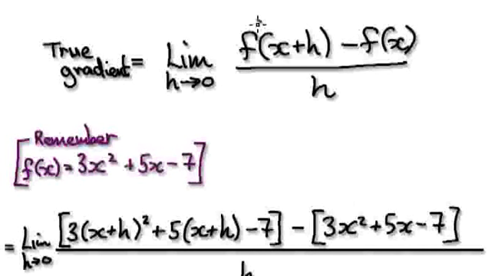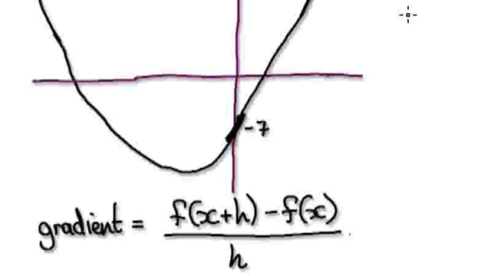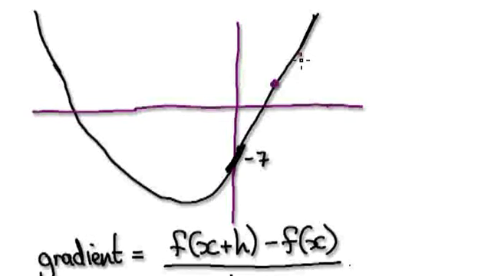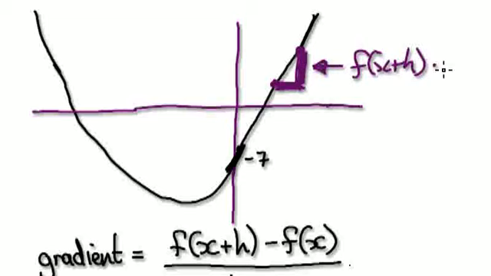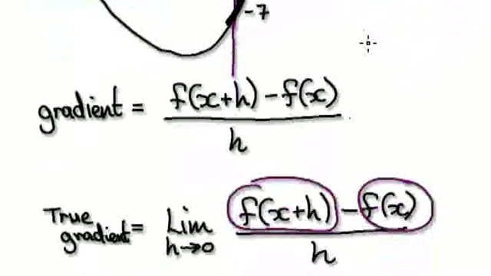If you look at this here, you've got to get f of x plus h, take away f of x. Earlier we had something like this. You see, the gradient is this height divided by this. This height here is really f of x plus h, take away f of x. I've done several videos on this, so if you don't understand this part, watch some of the early videos.